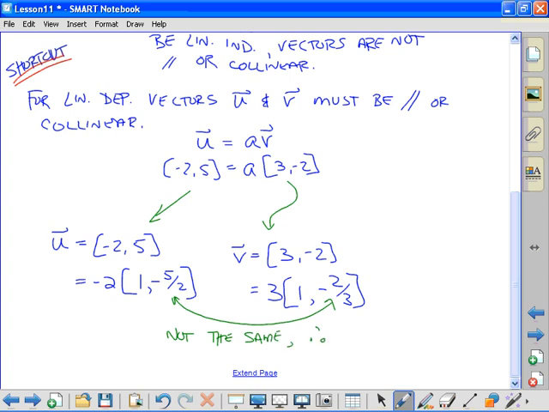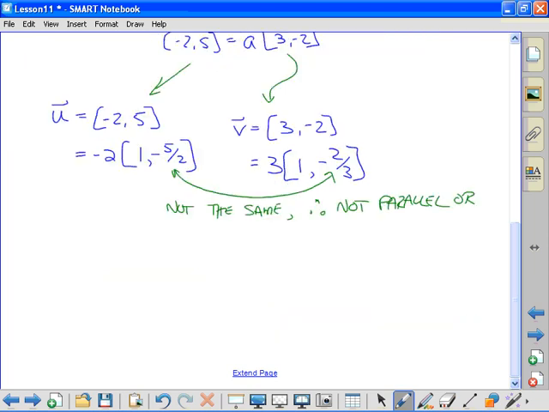So therefore, they're not parallel or collinear, which means by definition they are linearly independent. So kind of neat, two different approaches give you the same answer.